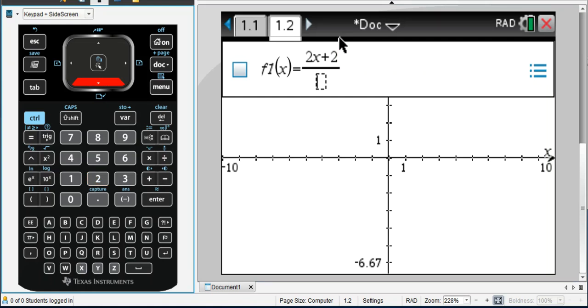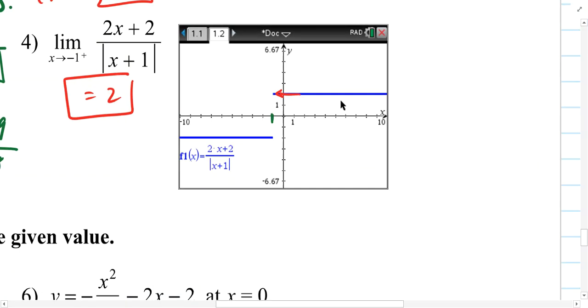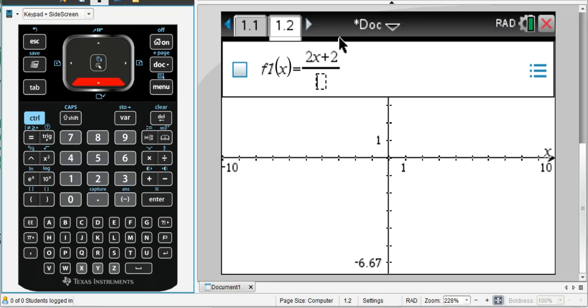Press the down arrow to jump down below, and this is where our absolute value comes in. We want the absolute value of x plus 1. Now the easiest way to enter this that I know is just to simply type ABS. Otherwise you're going to have to go looking for this command in all kinds of different menus and libraries. If you remember that ABS stands for absolute value, you'll notice that as you type that in, the letters switch from italic to regular font.